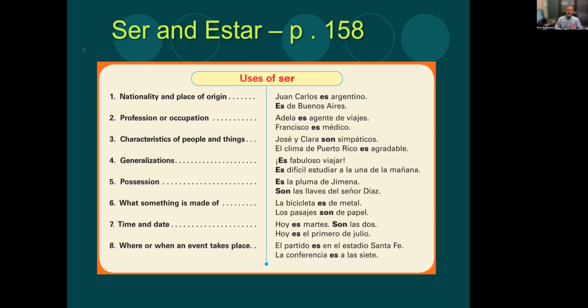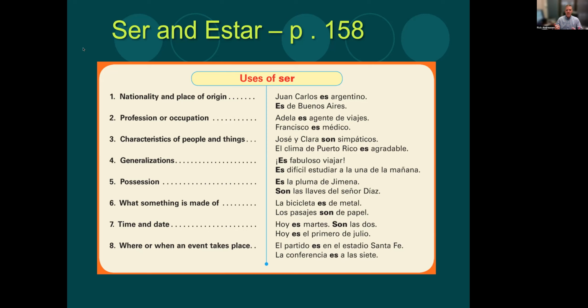Characterizations of people and things. Mis padres son simpáticos. Mi familia es unida. You've all said those things already in your writing. So those are characteristics of people and things. Generalizations. Es fabuloso viajar is one example. It's fabulous to travel. You're not talking about a specific trip. You're talking about a generality.